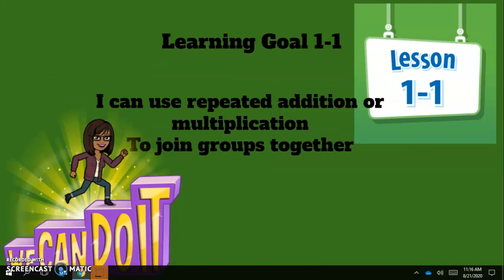Today's learning goal for lesson 1-1 says, I can use repeated addition or multiplication to join groups together. This is a new subject area for you guys, and I know that with hard work and resilience, we will be victorious and able to do this.